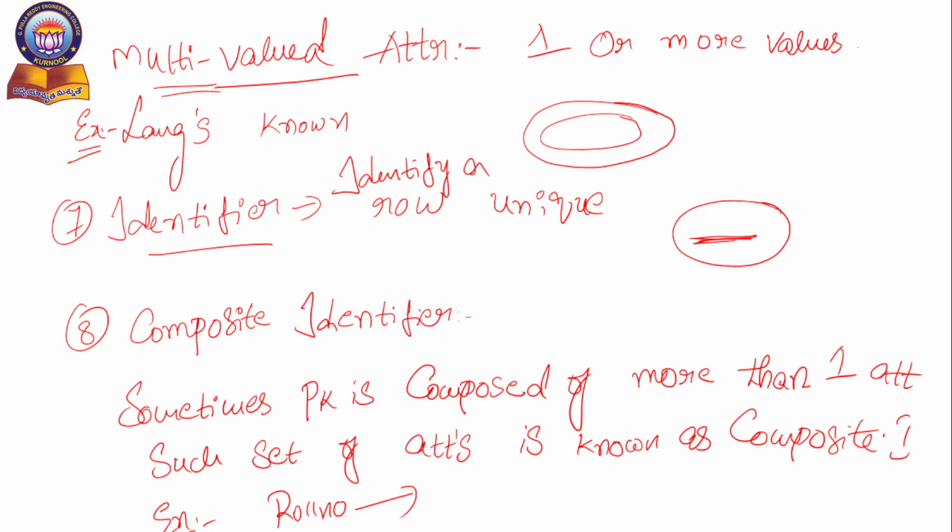Example, roll number. Why we are considering the roll number as an example for the composite identifier is that roll number is unique. And group ID, roll number or group ID. For example, CSE department belongs to the number 5, then ECE 4. So roll number is unique and group ID is also unique.